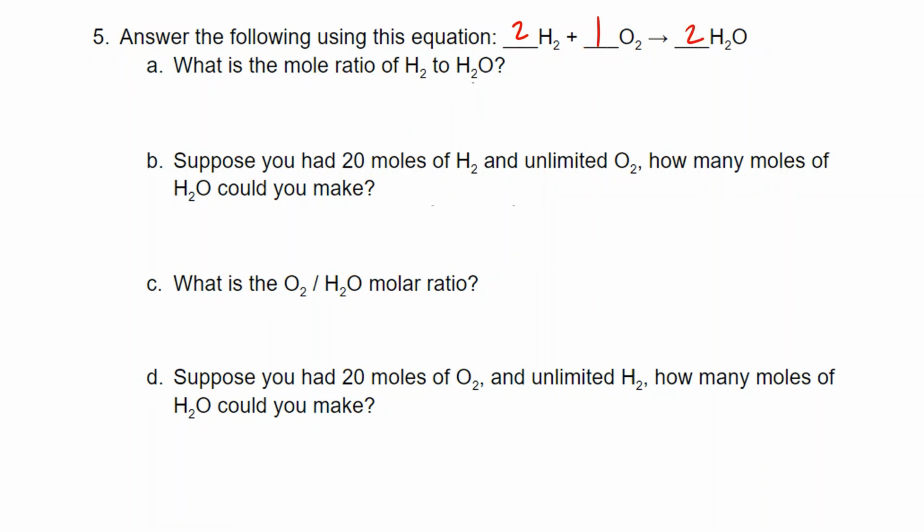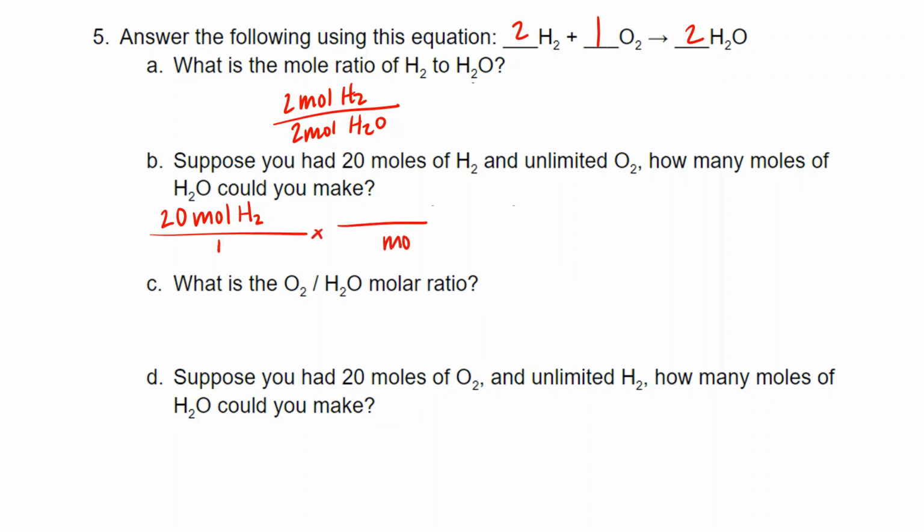So what's the mole ratio of H2 to H2O? There's 2 moles of H2 for every 2 moles of H2O. So in this question, it says, suppose you had 20 moles of H2 and unlimited O2. How many moles of water could you make? So we're going to go from moles of H2 into moles of water. And that ratio we just said was 2 to 2. So I'm going to be able to make 20 moles of H2O.